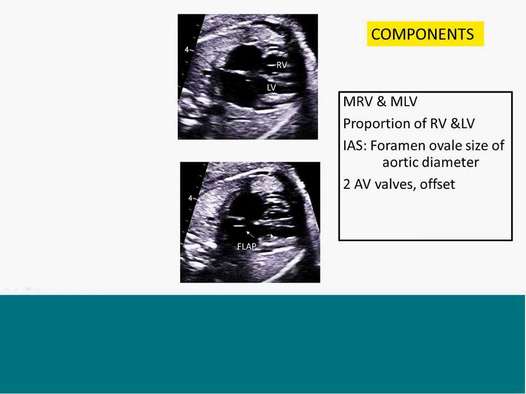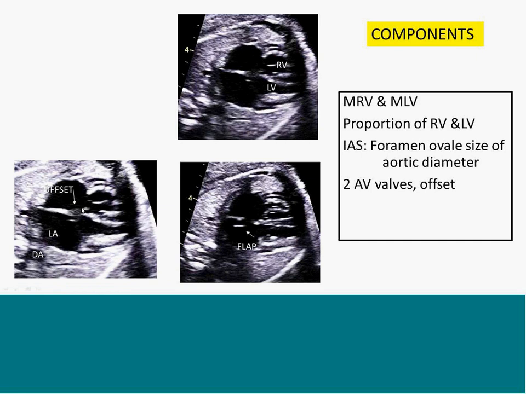Next most important thing is the AV valves should have an offset. So you see two AV valves and you see a difference in position. So you see offset, which is the most important understanding. Subtle AVSDs: when we say subtle AVSDs, you can have a primum ASD or inlet VSD, or you would have an intact septum but a common AV valve. So what is going to lead to the diagnosis is only the absence of offset, and it is an important clue for you to counsel patients to go further for genetic evaluation.